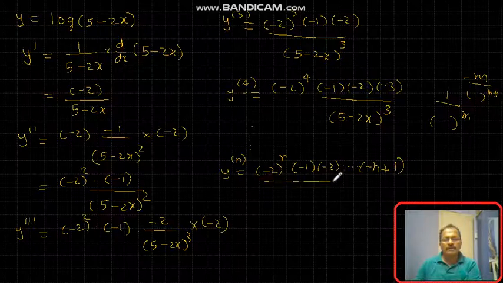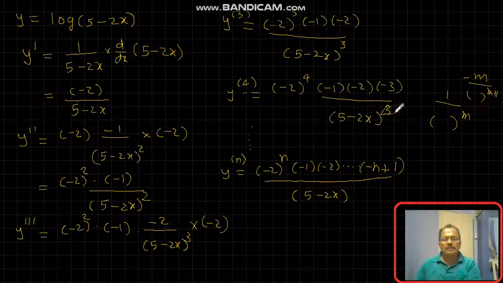Divided by (5 − 2x) raised to n, because for the third order derivative we are getting 3 in the denominator, for the second order derivative we are getting index 2 in the denominator, for the fourth order derivative we are getting index 4 in the denominator. So for the nth order derivative I should get index n in the denominator.